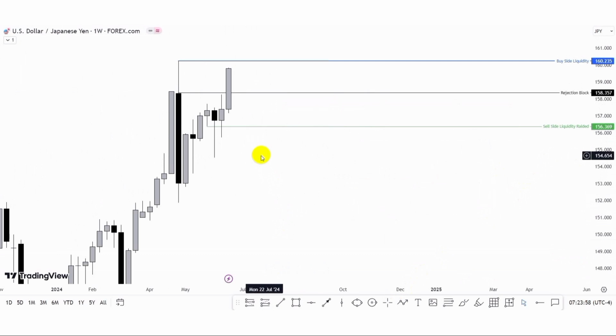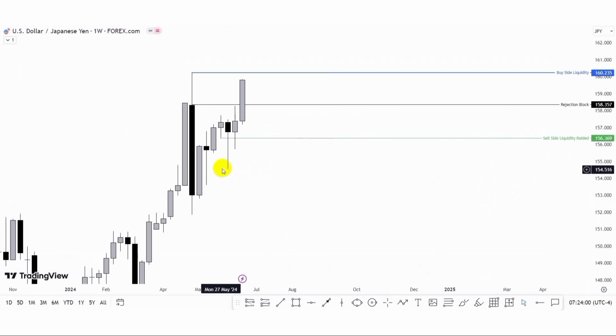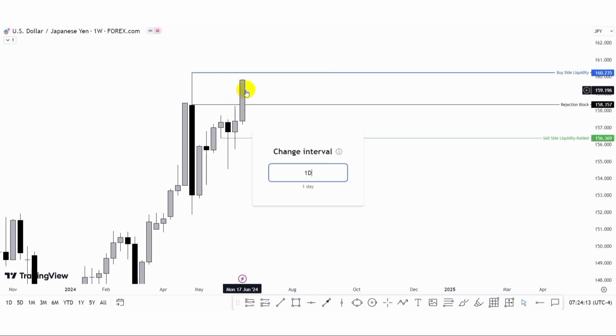So guys, this is actually our USDJPY pair. So what we saw is we saw the sweep of this sell side liquidity. So we're anticipating to see a buy side liquidity raid. So that was what we were actually anticipating to see in the weekly time frame. So let's drop to the daily time frame.